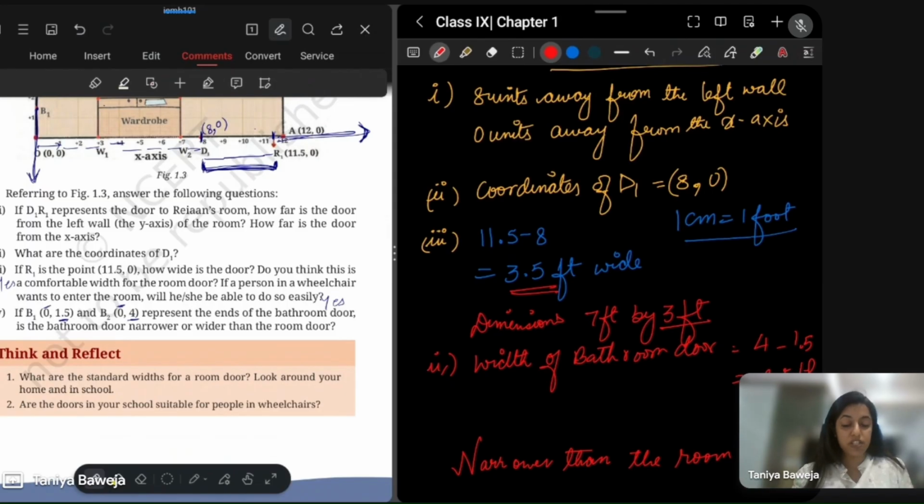What are the standard widths of a room door? Which we have discussed, these are the standard widths of a room door. Are the doors in your school suitable for people in wheelchairs? They will be suitable for wheelchairs if their width is 3.5 feet or more than 3.5 feet. Then those doors will be suitable for anybody who enters with a wheelchair. So that's about it. We'll continue in the next video from here.